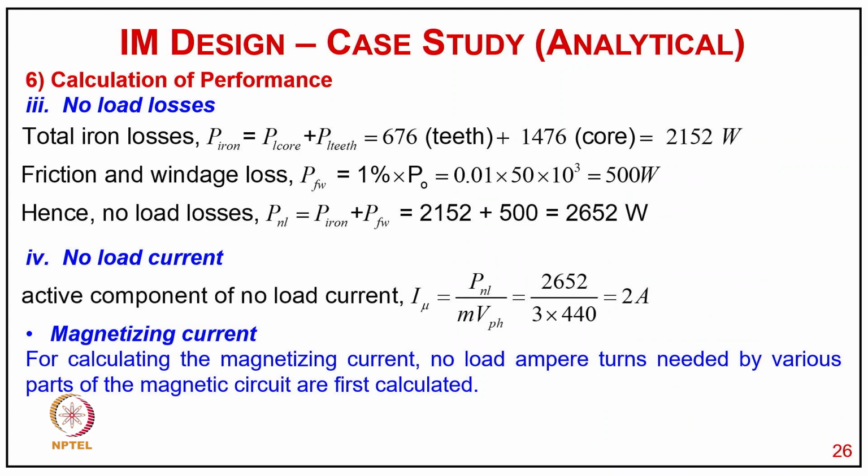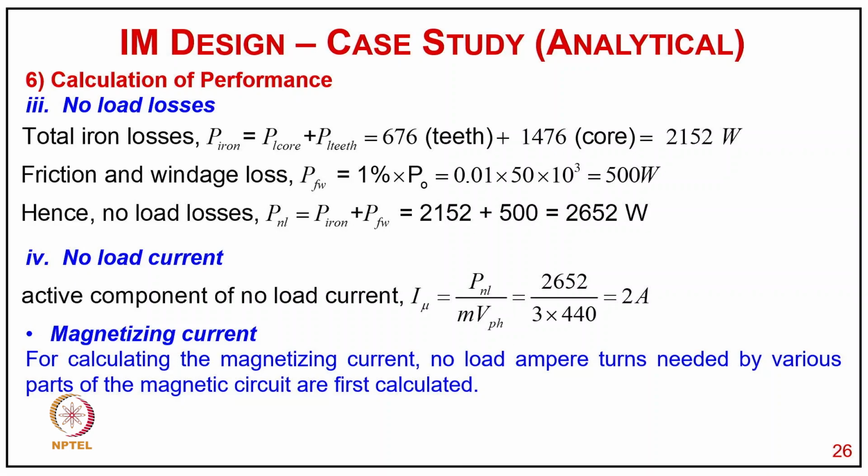We say the total iron loss is equal to PL core plus PLT. Putting the values, it comes to 152 watt, and the friction and windage loss, PF, we normally consider as a percentage of output power. Considering 1% of output power, it comes to 500 watt. Hence the total losses will be iron loss plus friction and windage loss, that comes to 652 watt. And the active no load current will correspond to this loss component, I mu equal to PNL divided by the voltage, so it comes around 2 ampere.